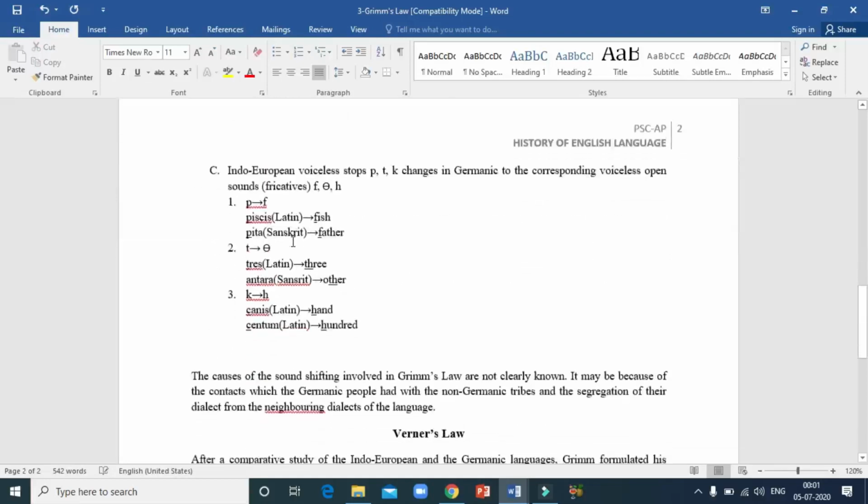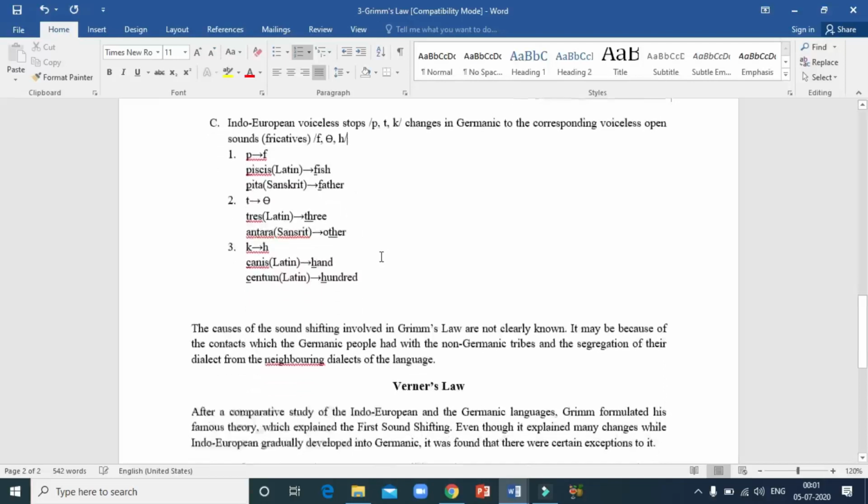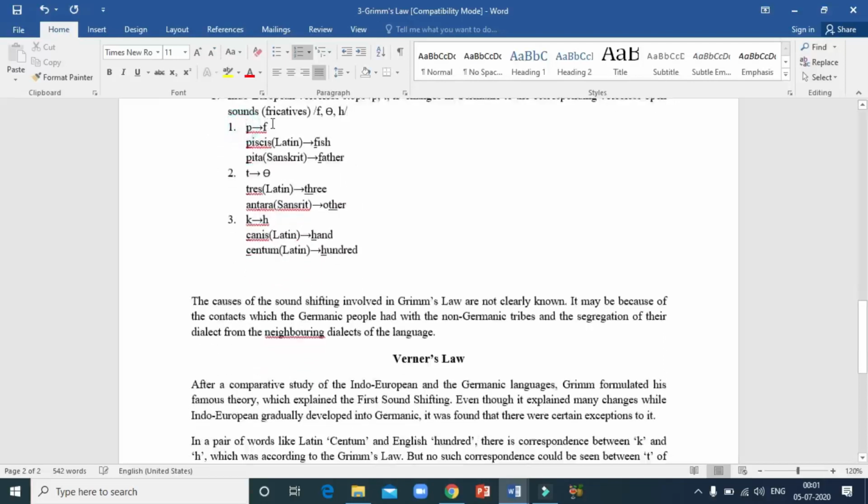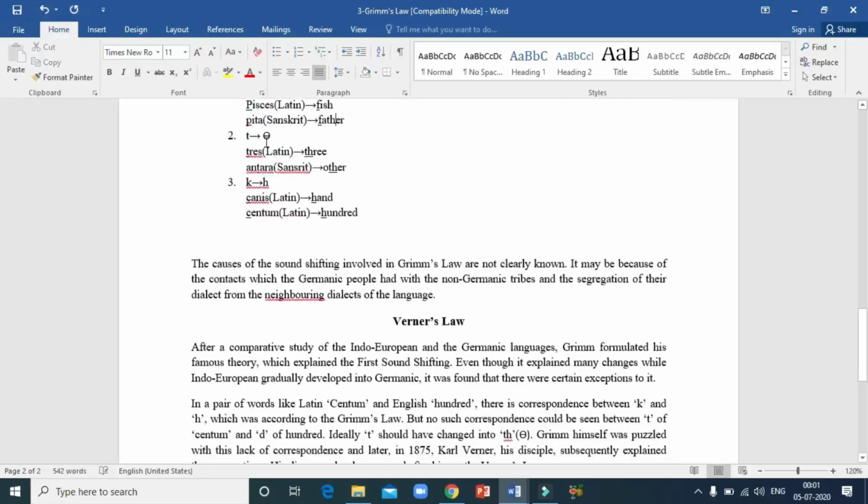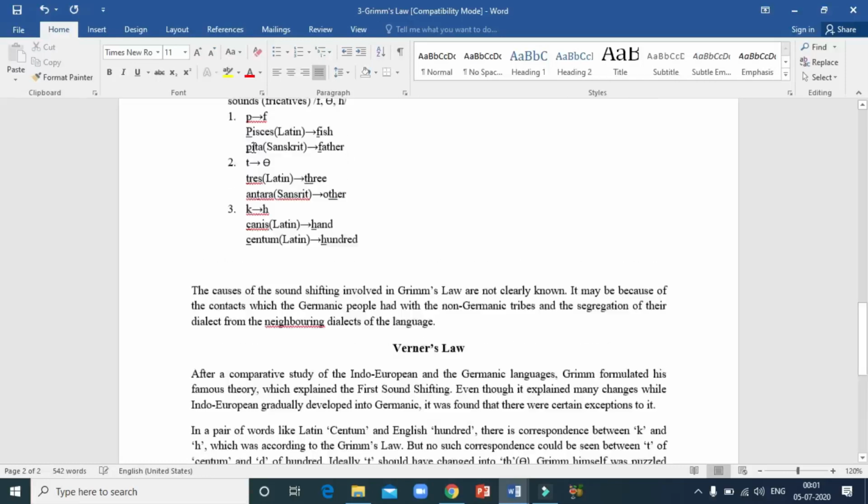Alright, let's look at the third series of changes. P, T, K became F, Th, H. So the first change is P became F. Let's look at this. Pisces became fish. P became F. Same. Pitar in Sanskrit became father in English. P became F.